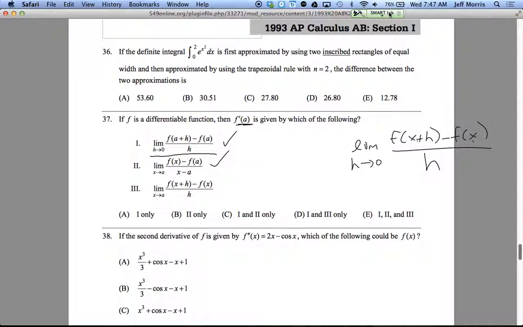Make me remind you to put that on there today. You have to know that. It's the limit as x approaches a constant of f of x minus f of a over x minus a. That is the alternate form of a derivative.